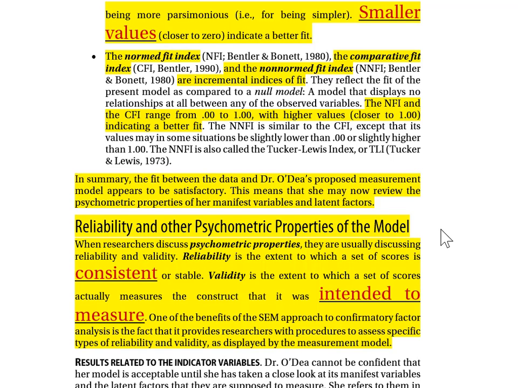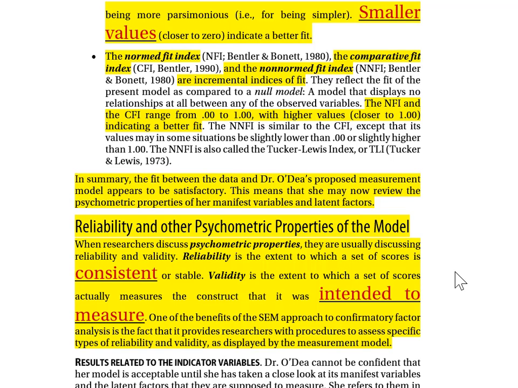In the previous video, we talked about how the measurement model proposed by Dr. O'Day displayed a good fit to the data. Having got over that hurdle, we can now turn our attention to see whether the reliability and validity of our proposed model is adequate. When researchers discuss psychometric properties, they're usually discussing reliability and validity. Reliability is the extent to which a set of scores is consistent or stable. Validity is the extent to which a set of scores actually measures the construct that it was intended to measure.